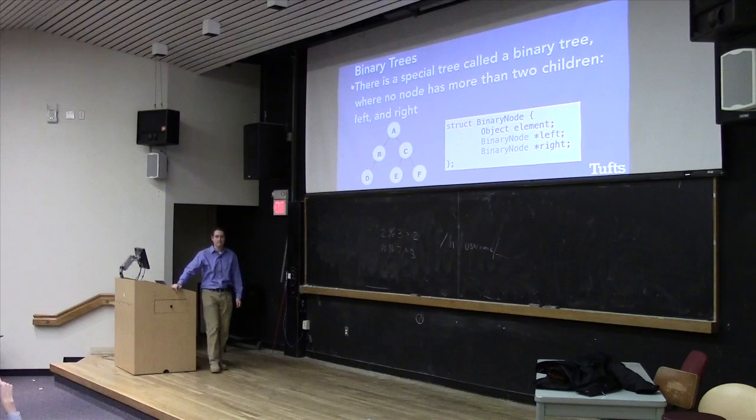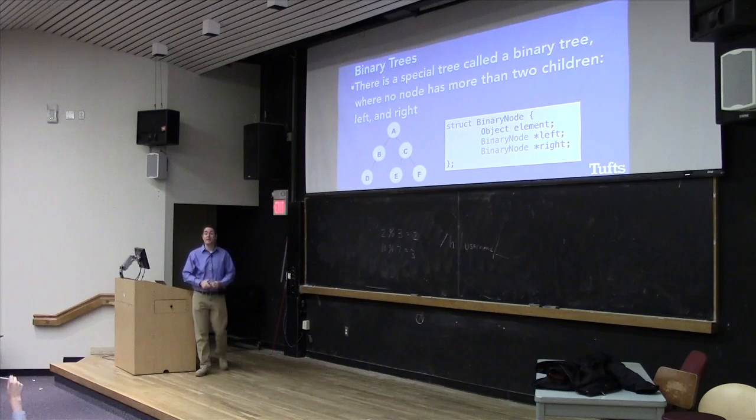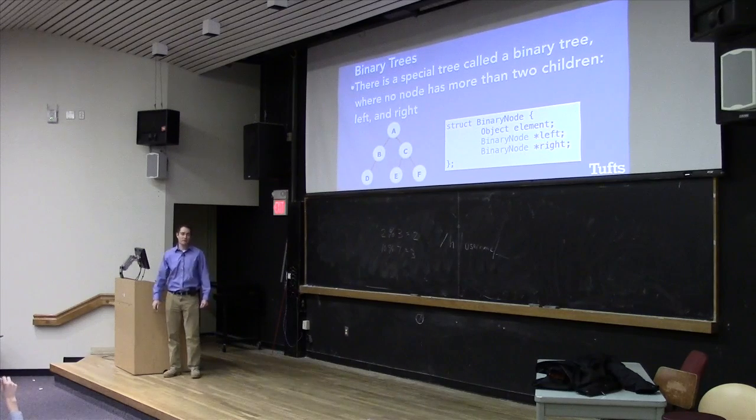Yes, question? Can't we have a dynamic array that keeps track of all of the nodes for the children? Could you have a dynamic array? Sure, you could. It's a little trickier. We will get into that a little bit later, where we have a tree based on an array. You just have to know where in the array to go to get there.